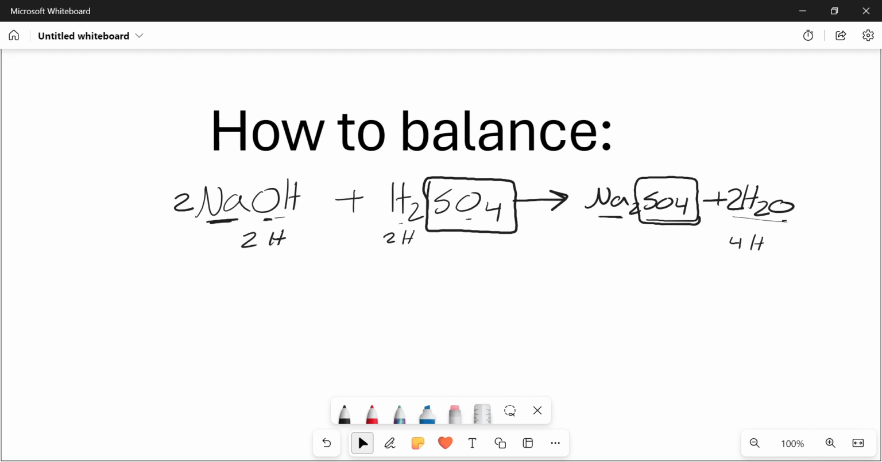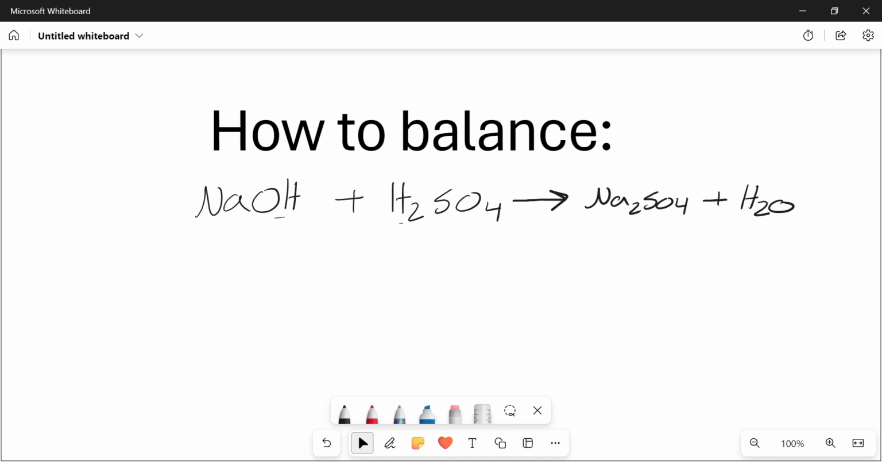Great, so now we can start to see if our chemical reaction is balanced. So we say that we have 2 here and that we have 2 here. Okay, now let's look. We have 2 sodium atoms on this side. We have 2 sodium atoms on the product side.